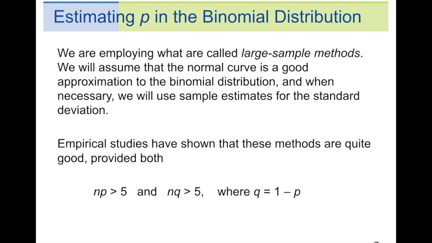We're employing what are called large sample methods. We will assume that the normal curve is a good approximation to the binomial distribution, and when necessary, we will use sample estimates for the standard deviation. Empirical studies have shown that these methods are quite good, provided both np is greater than 5 and nq is greater than 5. Again, like usual, q is 1 minus p.